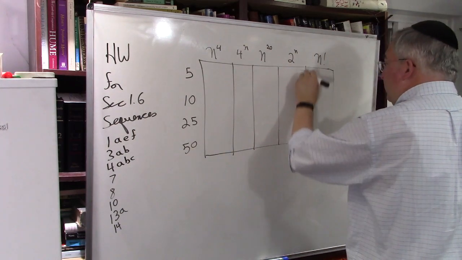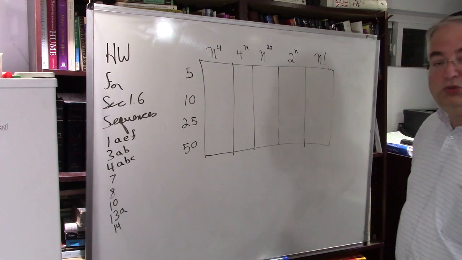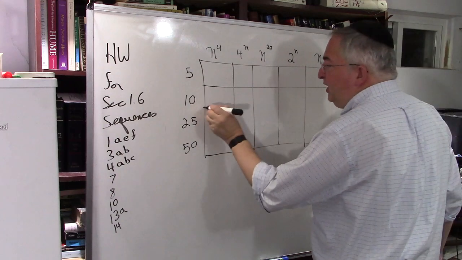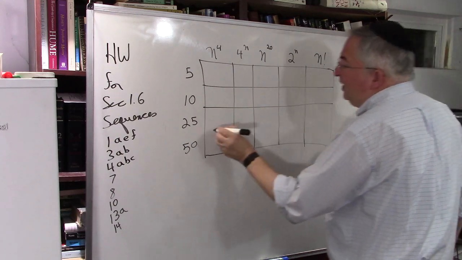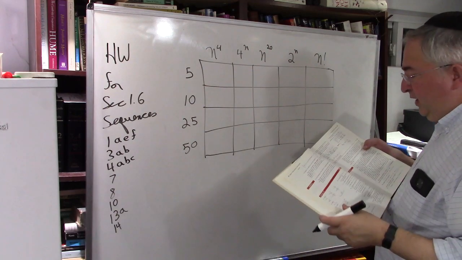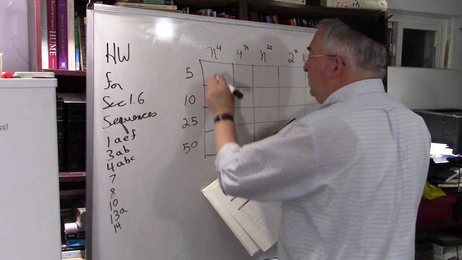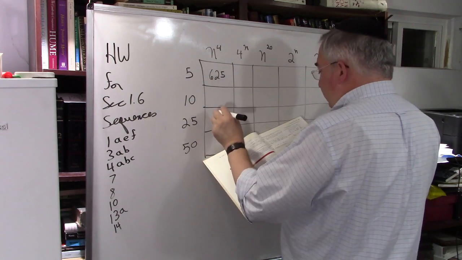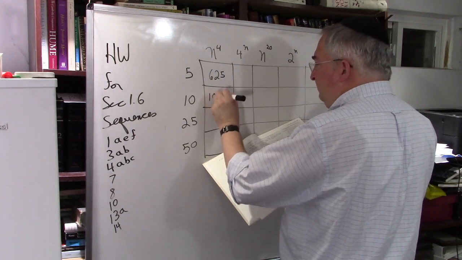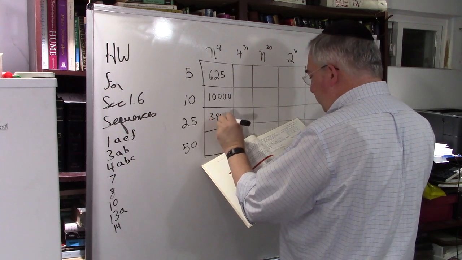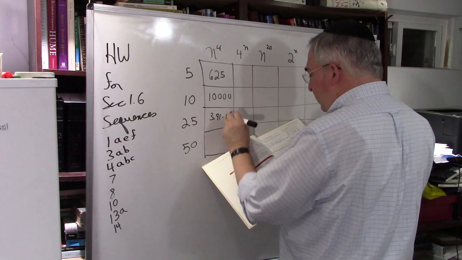So I'm going to give you the answers. I strongly recommend you stop and go find your own numbers and do this. This is a very easy problem to make up and to do in the book, so it's a nice test question. So let's do this. This is 625. This is 10,000. This is 3.91 times 10 to the 5th.